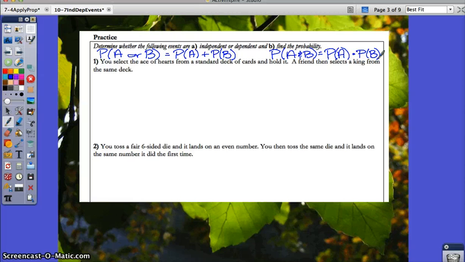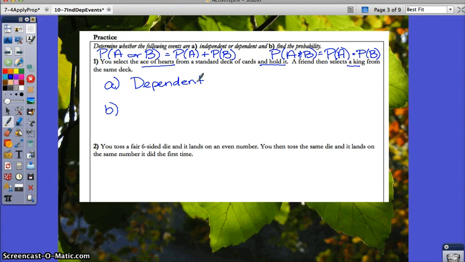For these examples, we're going to decide whether the events are independent or dependent and find the probability. You select the ace of hearts from a standard deck and hold it, and then a friend selects a king from the same deck. Independent or dependent? Well, since you are holding the first card, there will be less cards left for the second pick, so that is a dependent event.